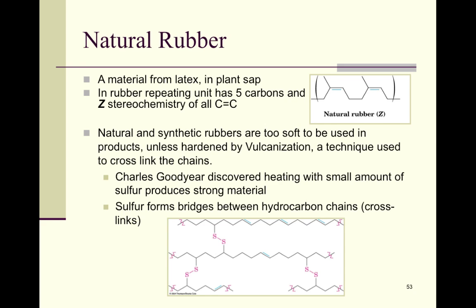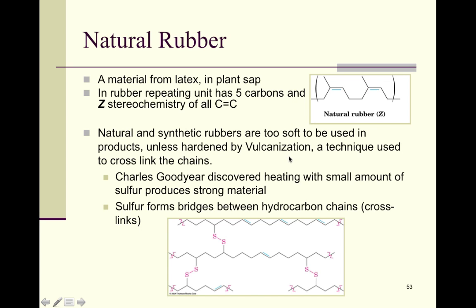Natural rubber. It's a material from latex and it's found in plant sap. In natural rubber, we have repeating units of 5 carbons, and it has Z stereochemistry at all the carbon-carbon double bonds. So here we have a picture of 2 monomers making up our polymer.